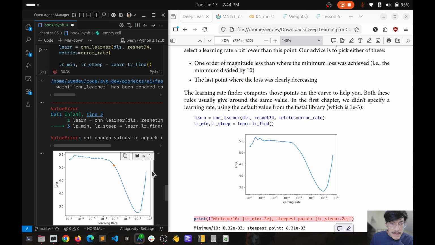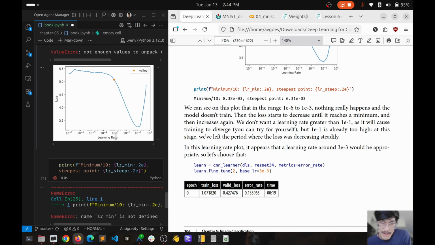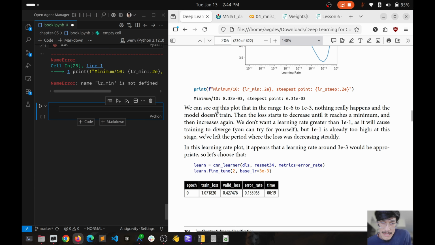I don't know. It looks like the valley happened here, which is 10 to the negative 3, like he said. So we can see on this plot that in the range of 1 times 10 to the negative 6 to 1 times 10 to the negative 3, nothing really happens and the model doesn't train. Then the loss starts to decrease until it reaches a minimum and then increases again. We don't want a learning rate greater than 1 times 10 to negative 1, as it will cause training to diverge.